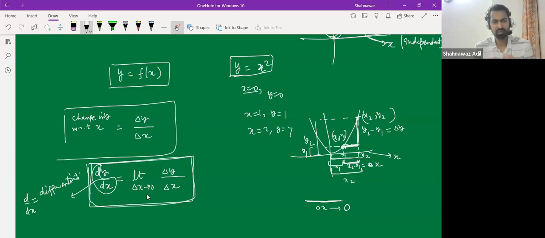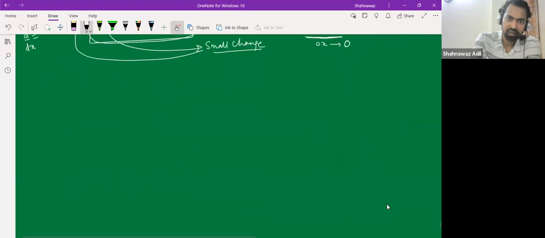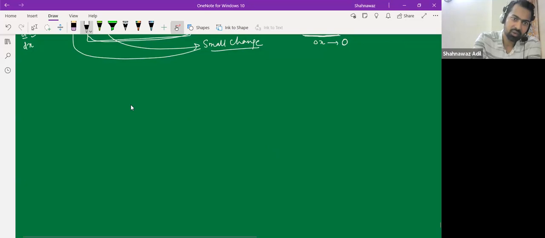So this dx is a very small change, as you can see. How can a small change in x change your y? How does changing a very small part of x change your y? So this is called the differentiation: a very small change in y with respect to x. Is that clear? So this is what we call the differentiation, right?